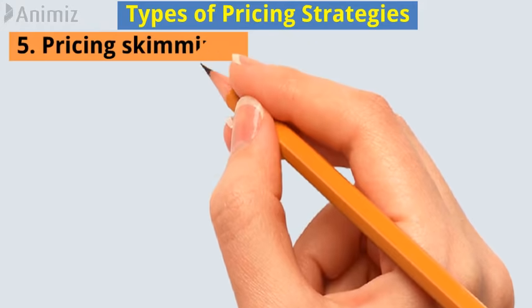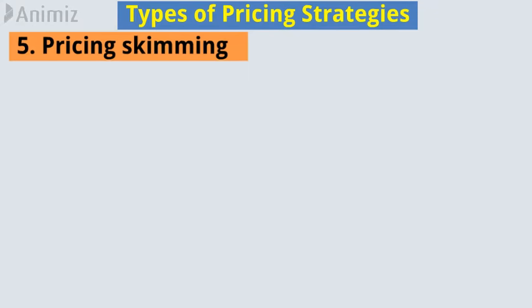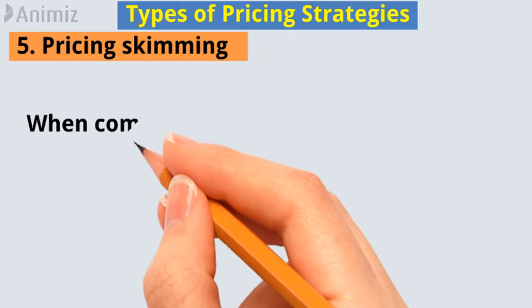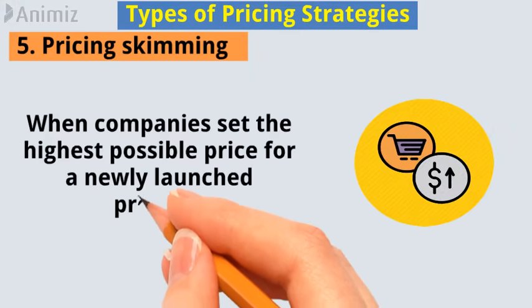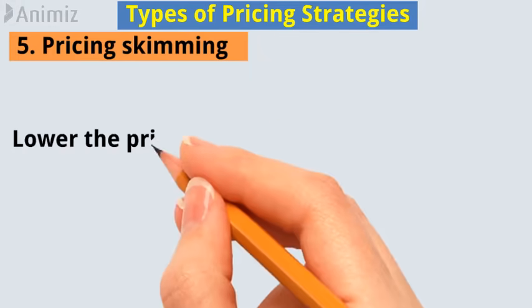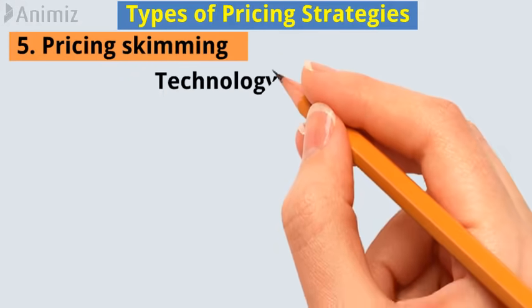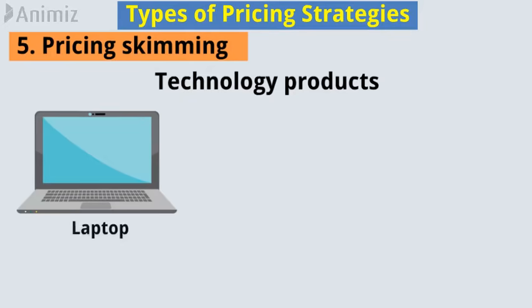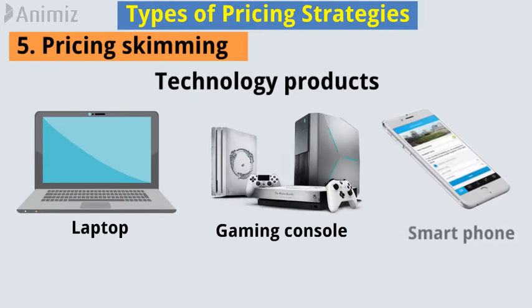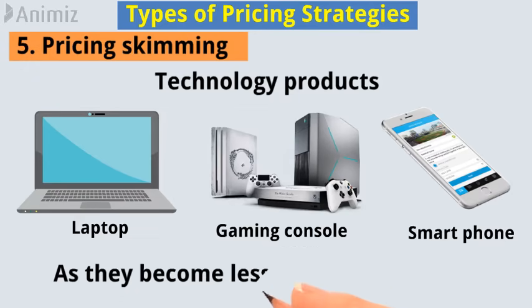5. Price skimming. A skimming pricing strategy is when companies set the highest possible price for a newly launched product, and then lower the price over time as the product becomes less and less popular. Technology products, such as laptops, gaming consoles, and smartphones, are typically priced using a skimming strategy, as they become less relevant over time.